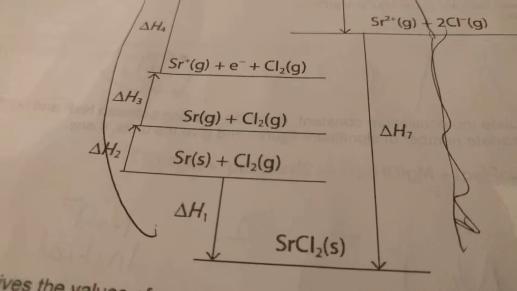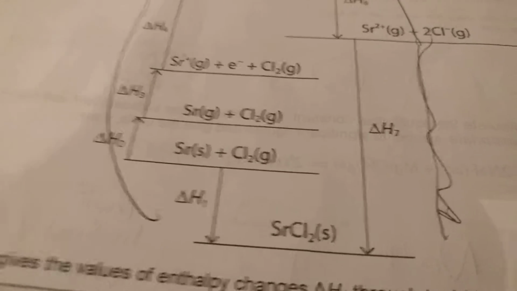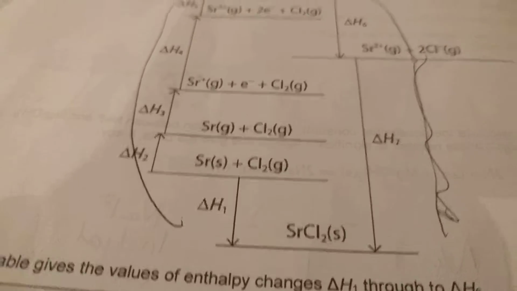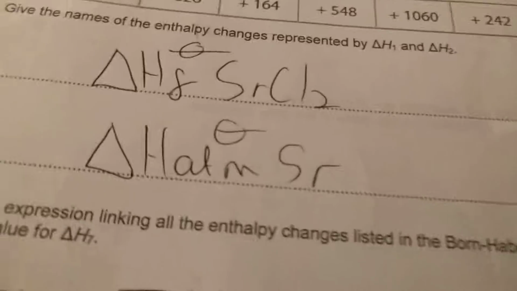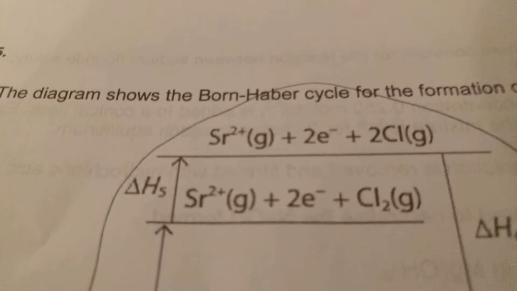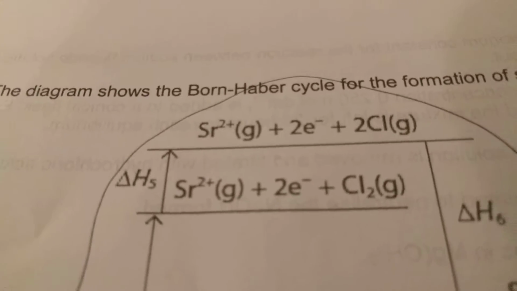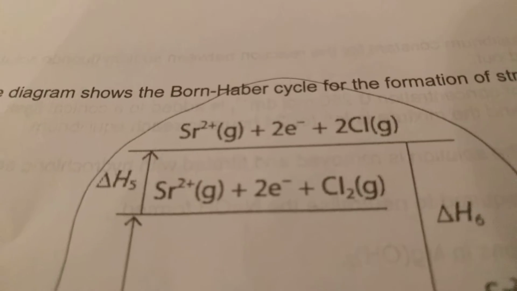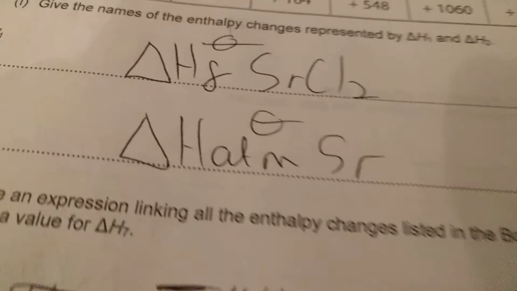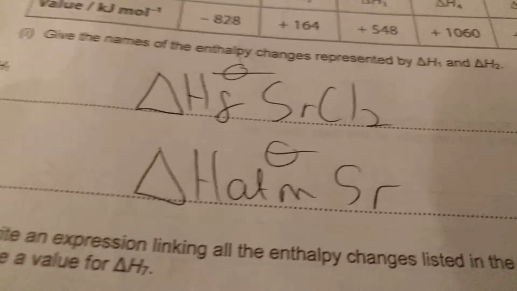In delta H2, I've got 1 mole of strontium solid going to 1 mole of strontium gas. It is therefore the enthalpy of atomization of strontium. You need to refer to it as the enthalpy of atomization of strontium, because there is also a later point in the expression, equation 5, which is the enthalpy of atomization of chlorine. So you need to refer specifically that delta H2 is the enthalpy of atomization of strontium.